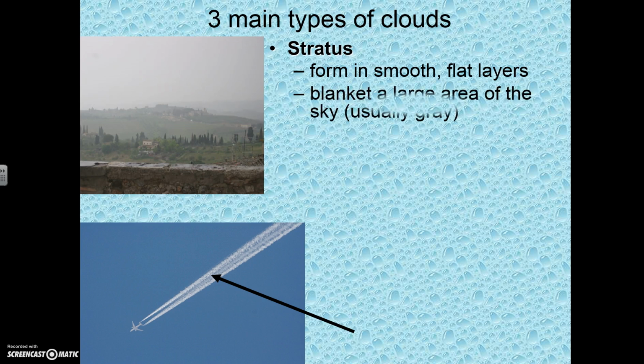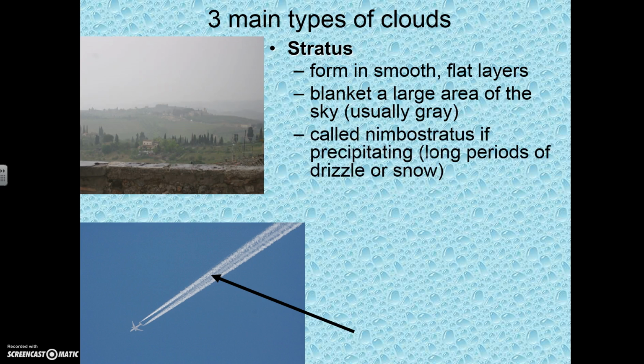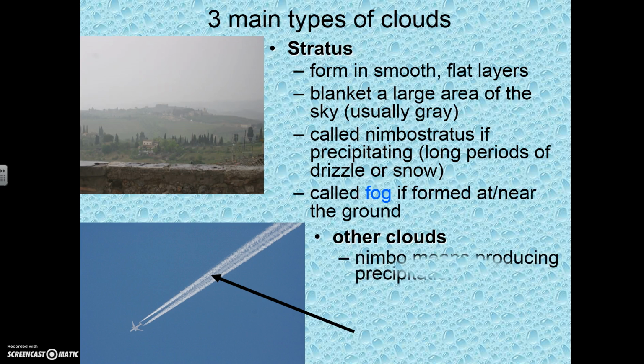And then the stratus cloud, these are smooth, flat layers. They blanket a large area of the sky, usually gray. And you don't need to write this one down, but they're called nimbostratus if they're precipitating. You can also have stratus clouds come down, so that way they're actually down with us.